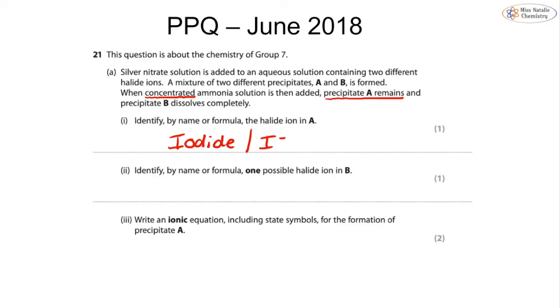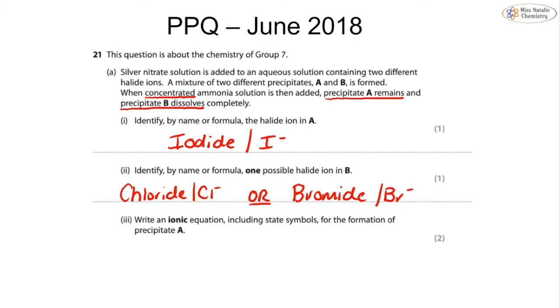Identify by name or formula one possible halide in B. Well, we see that B is going to dissolve completely in the concentrated ammonia, so there are two possible answers here. I'm going to give you both of them. It can either be chloride, which is Cl-, or bromide, which is Br-. Of course, you only have to write one of them, so you can select which one. It will also give you the mark if it says both. However, the best way is to read the question and see that it only asks for one of them.